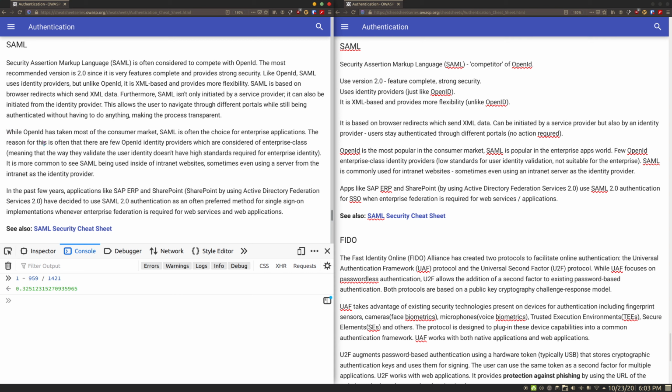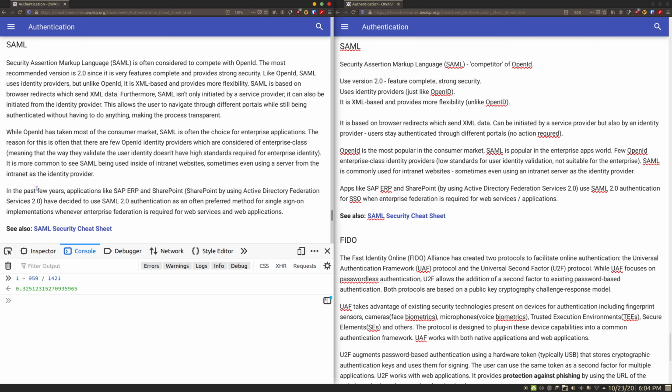The reason for this is often that there are few OpenID identity providers which are considered of enterprise class, meaning that the way they validate the user identity doesn't have the high standards required for enterprise identity. It is more common to see SAML being used inside of intranet websites, sometimes even using a server from the intranet as the identity provider.